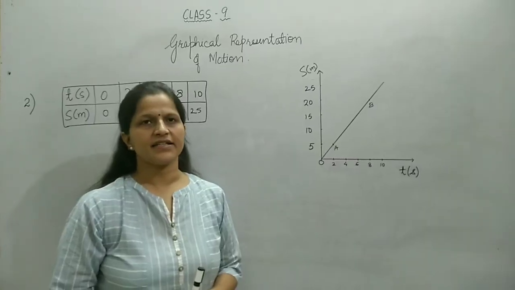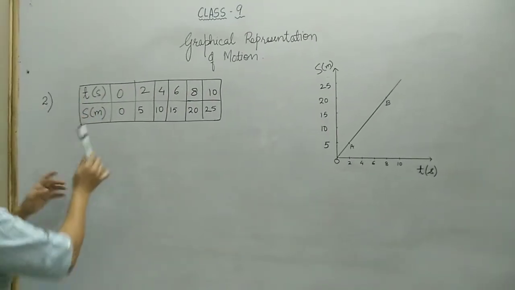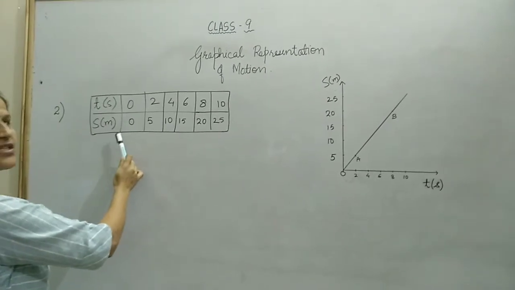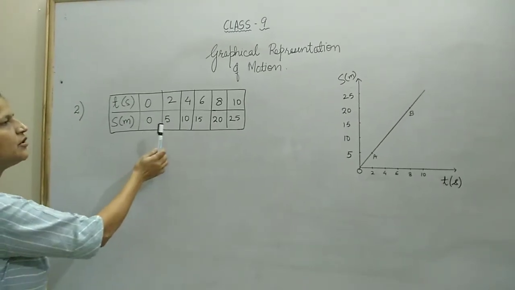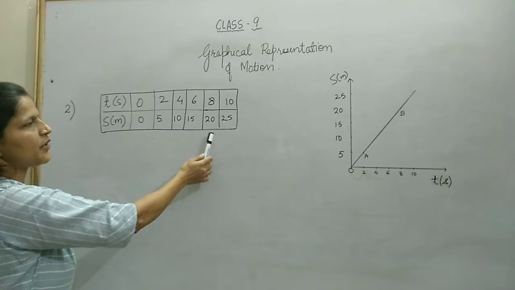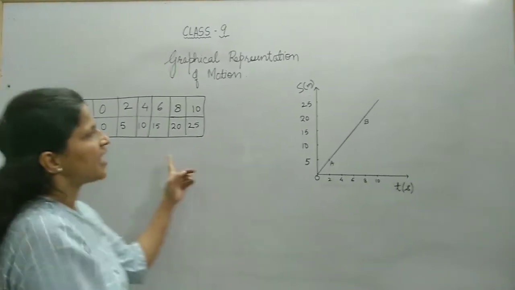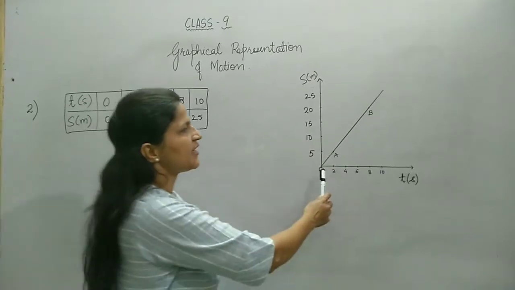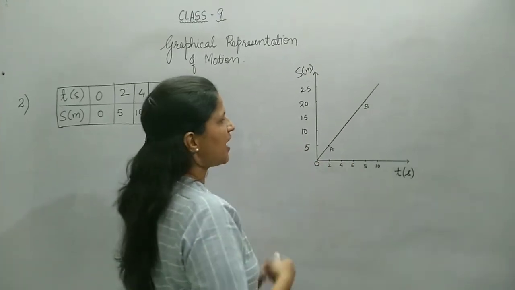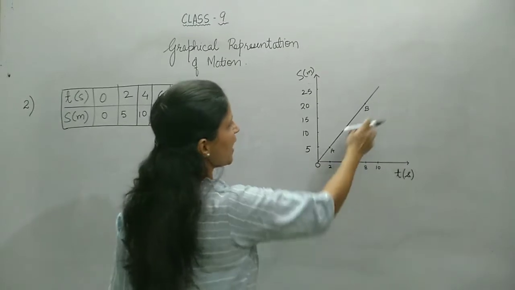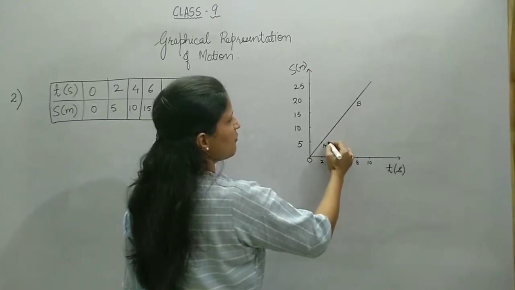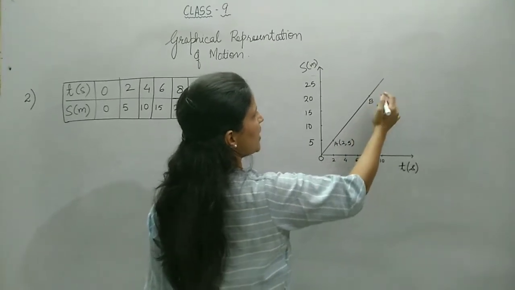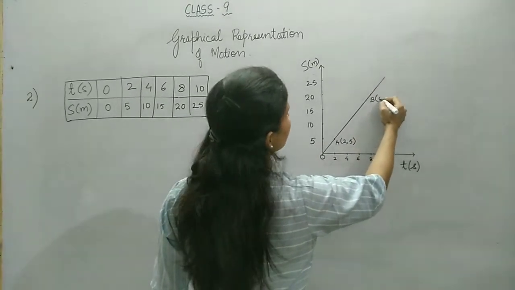Let's see the second example where the time is ranging from 0 to 10 seconds, and the observations of displacement go from 0 to 5, 10, 15, 20 and 25. Plotting a graph with these values, we get this shape of a graph. You can clearly see that there is some slope in the graph. I have taken these 2 points A and B. The coordinates of point A are 2, 5. Coordinates of point B are 8, 20.